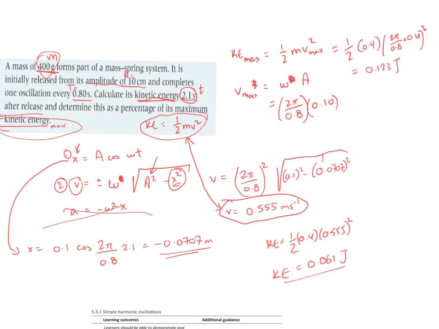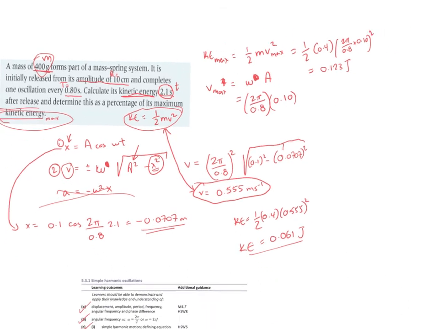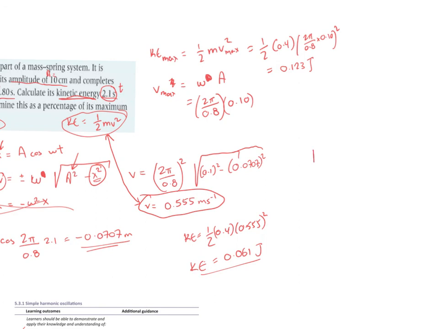So if you want to get the percentage, you simply divide the kinetic energy at 2.1 seconds by the maximum kinetic energy and multiply by 100. So that will be 0.061 divided by 0.123 times 100, which is about 50%.